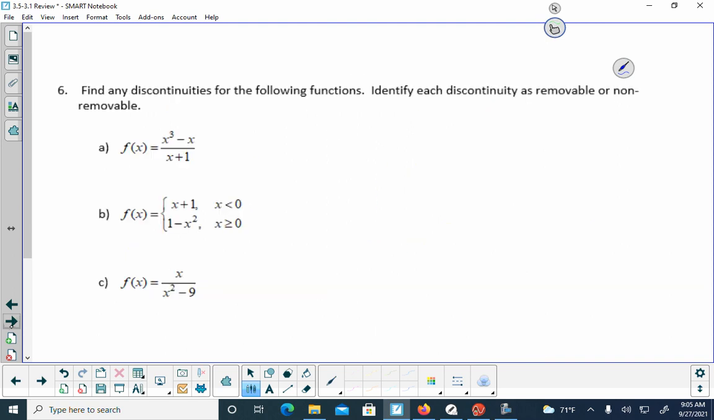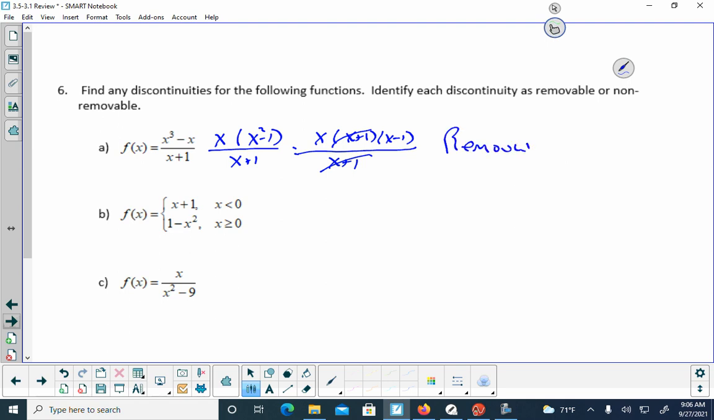Moving on to the next one, find any discontinuities for the following function. Identify each discontinuity as removable or non-removable. So this, I'm going to factor an x and make it x times (x squared minus 1) over x plus 1. This factors as x plus 1, x minus 1, all over x plus 1. So it simplifies. So since it simplifies, I have a removable discontinuity at x equals negative 1.